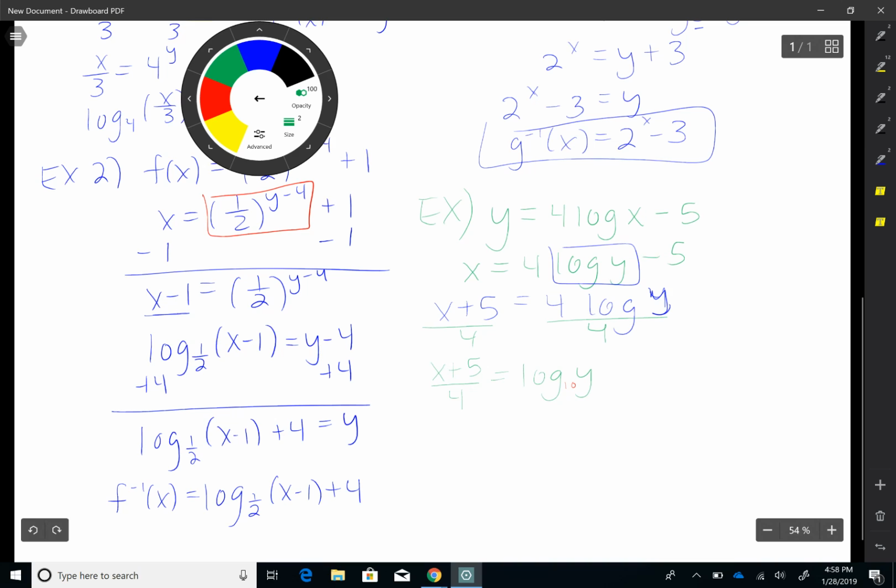So this is going to be 10 to the, this is all in the exponent, kind of crazy, x plus 5 all divided by 4 equals y. And finally, just write that as y inverse equals 10 to the x plus 5 all over 4.